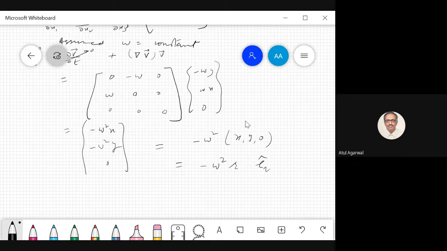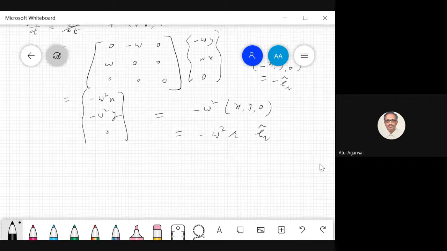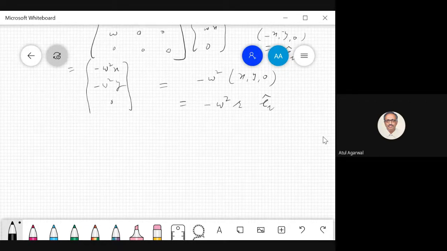Is it all right? Yes, sir, this is what you expected. Minus x, minus y, 0 is your minus e_r. So that I have used. So you see now how to go from, if you are given a spatial description, you can find the material time derivative of any vector. Okay.